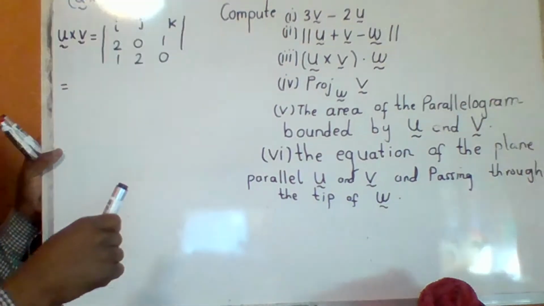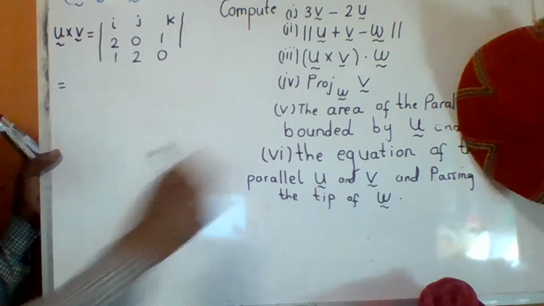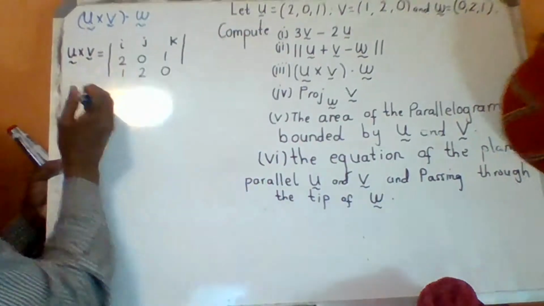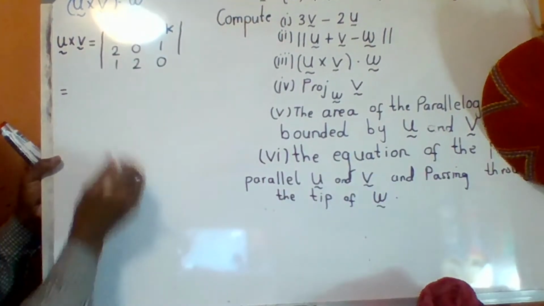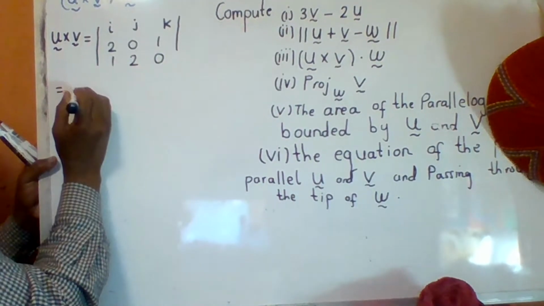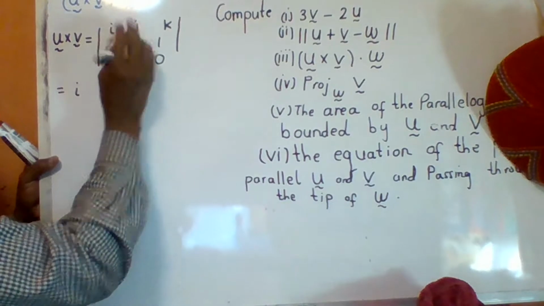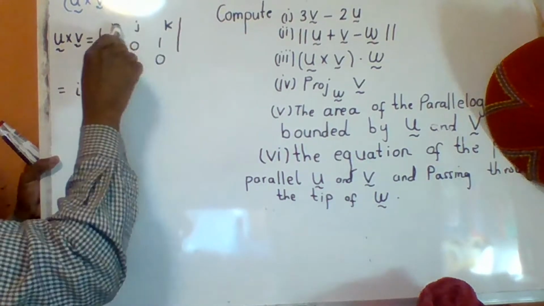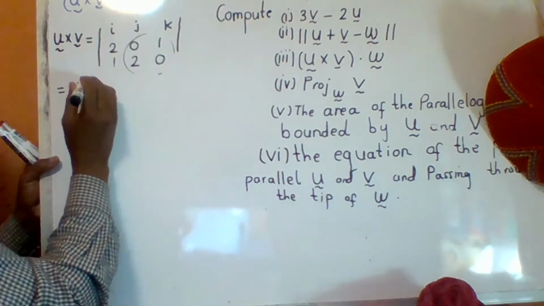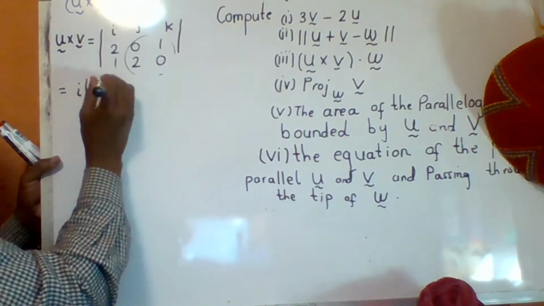It's like you find the determinant of this vector. So let me show you. You start with this i. If you're looking for this, you don't need this row and this column. I don't need this, I don't need this. So I'm gonna take this one here.